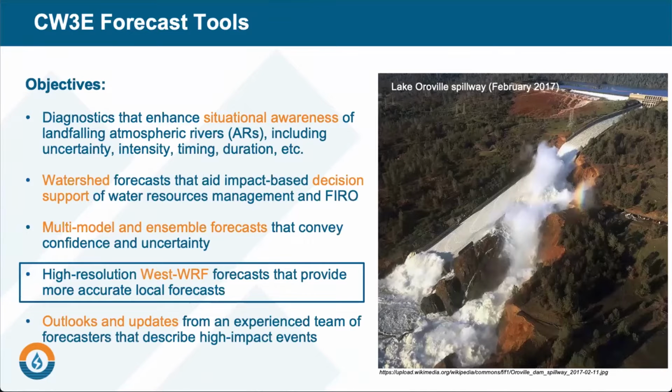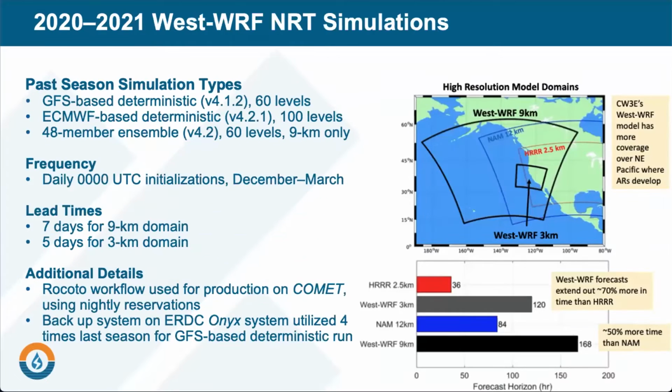So going through the CW3E forecast tools, I'll be talking about the high resolution West-WRF forecast. I wanted to review what we did last year for our West-WRF near real time simulations. We ran these 0Z UTC every day initializations December through March. We actually ran later than that in a non-official capacity, but that's what we define as our operational season.